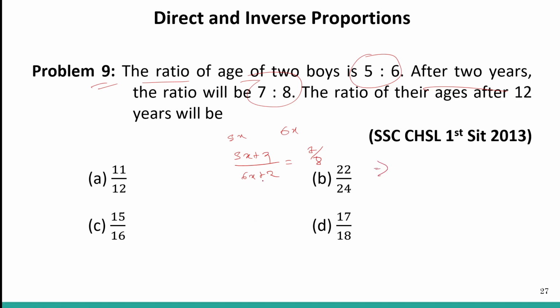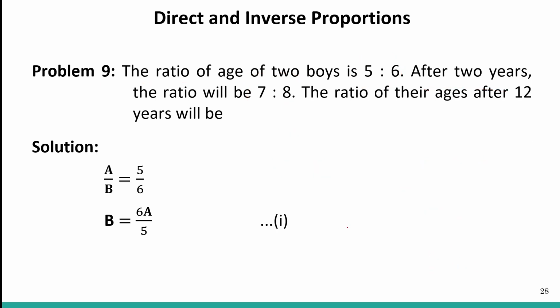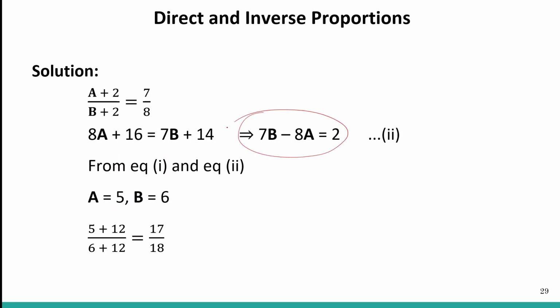So we can solve this algebraically. 8 into 5x is 40x plus 16 is equal to 7 into 6x is 42x plus 14. So this implies 2x is equal to 2, so x is equal to 1. So the ratio of ages of the two boys, 5:6, means the first boy is 5 years and the second boy is 6 years. Let's see, a by b is equal to 5/6, b is equal to 6a by 5. Solving this, we are left with a equal to 5 and b equal to 6.